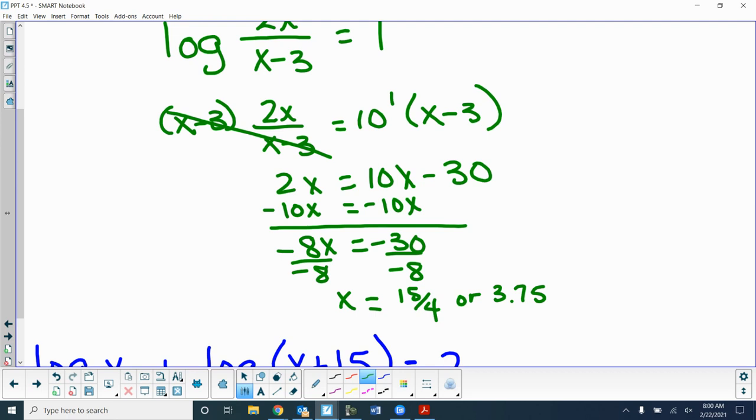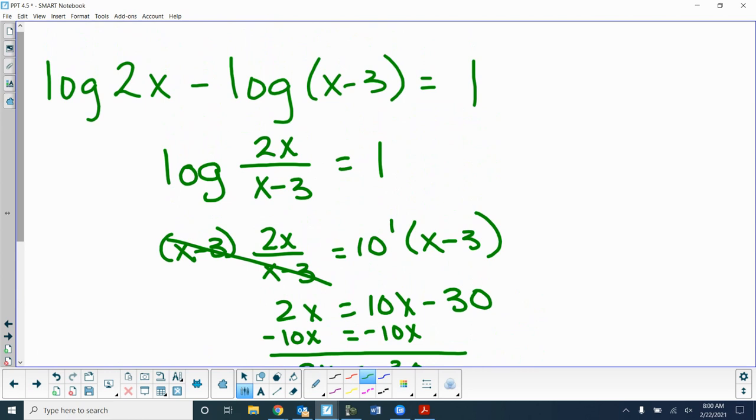So I had two logs to start. There was subtraction between them. So to make it a single log, I did division. So then I could write my exponential. This fraction equals 10 to the first power.